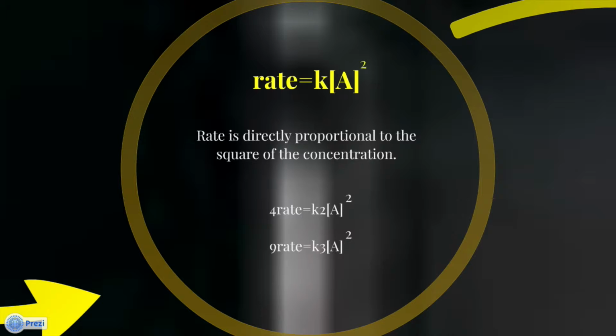Finally, we have the second order reaction. So the exponent on a second order reaction is 2. So this means that the rate is directly proportional to the square of the concentration. So whatever number you multiply your concentration by, the square of that will be what you multiply your rate by. For example, let's say you double the concentration, so you're going to multiply it by 2. This number squared is 4. So you would multiply your rate by 4.